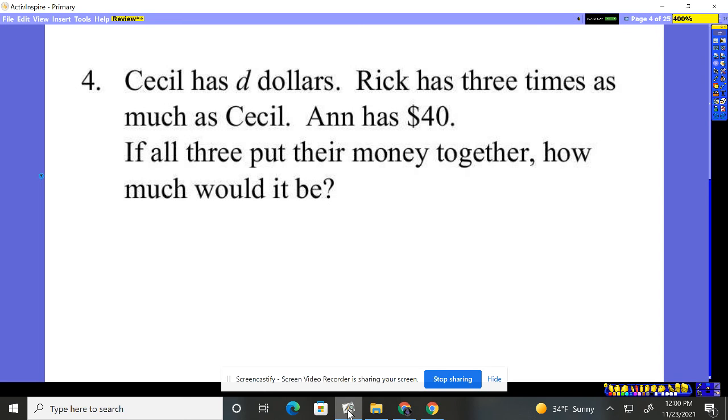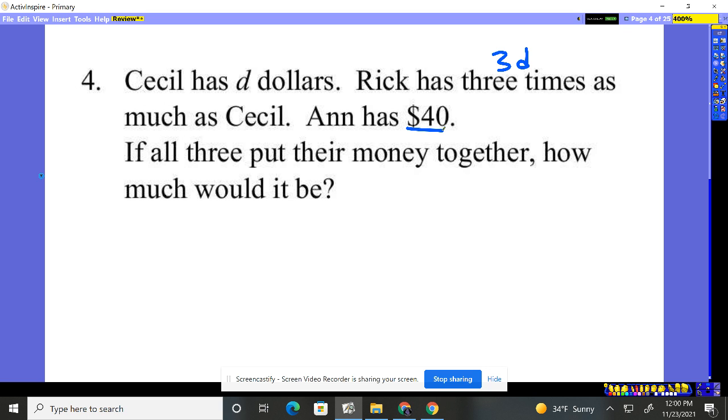Problem 4. Cecil has D dollars. Rick has 3 times as much as Cecil. So Rick has 3 times as much as Cecil, and Cecil has D dollars. Ann has 40. Okay, so we have Cecil with D, Rick with 3D, and Ann with 40.